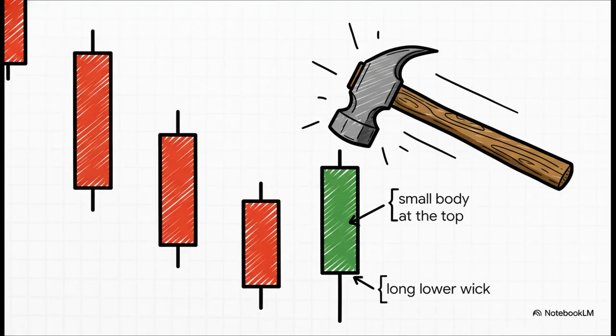Let's start with the hammer. And yeah, it looks pretty much just like a hammer. You've got this small body up top and a long lower wick. This pattern is a big deal because it usually shows up after the price has been falling for a while, and it signals that the market might be hammering out a bottom. It's a clue, a potential sign that the sellers are getting tired and the buyers are starting to step in.